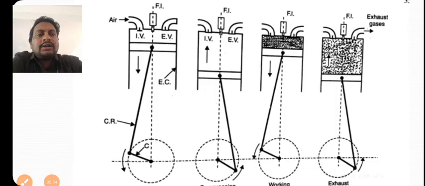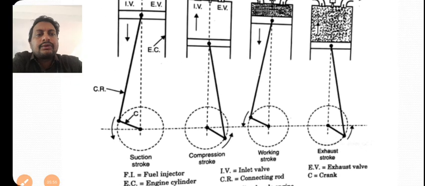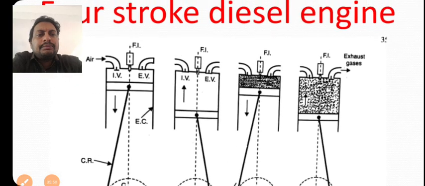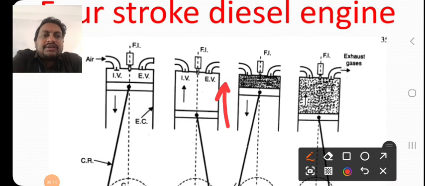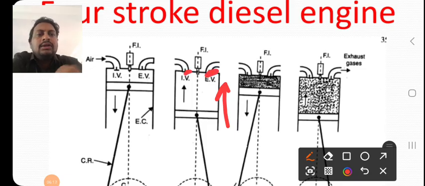Now coming to the second stroke, the compression stroke. During the compression stroke, the piston moves from BDC to TDC, from bottom to top dead center. Here during the compression stroke, as you can see in the diagram, both the inlet valve and the exhaust valve are in the closed position.